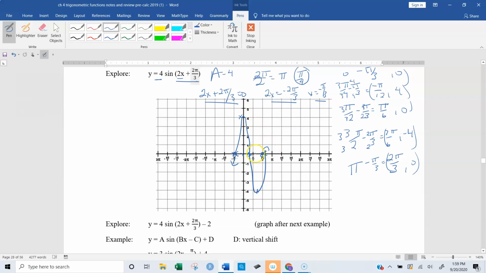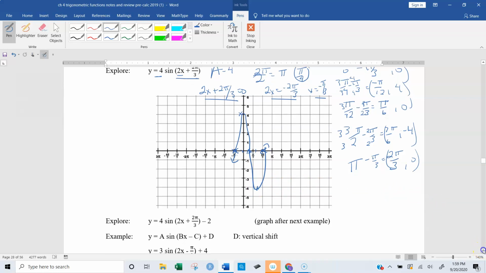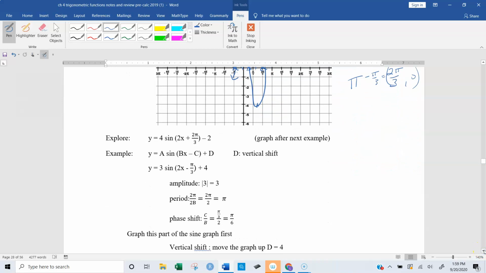And then 7 pi over 6 was down to negative 4. I hope you did a good job. All right, same thing here, except now we're adding a shift to it. They take the exact same graph we just did, and negative 2 means we move up or down. This time we just move it down 2.